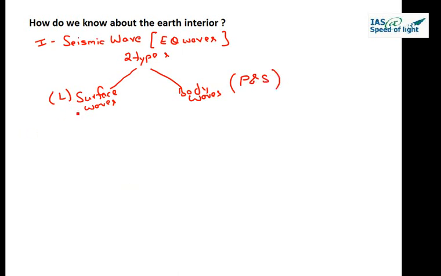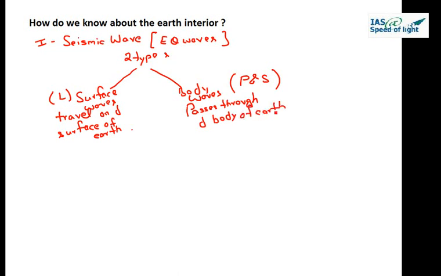Now, as the name suggests, surface waves travel on the surface of Earth, and the body waves pass through the body of Earth. So there are two types of seismic waves: first the surface waves, and second the body waves. The L waves, and the P and S waves.